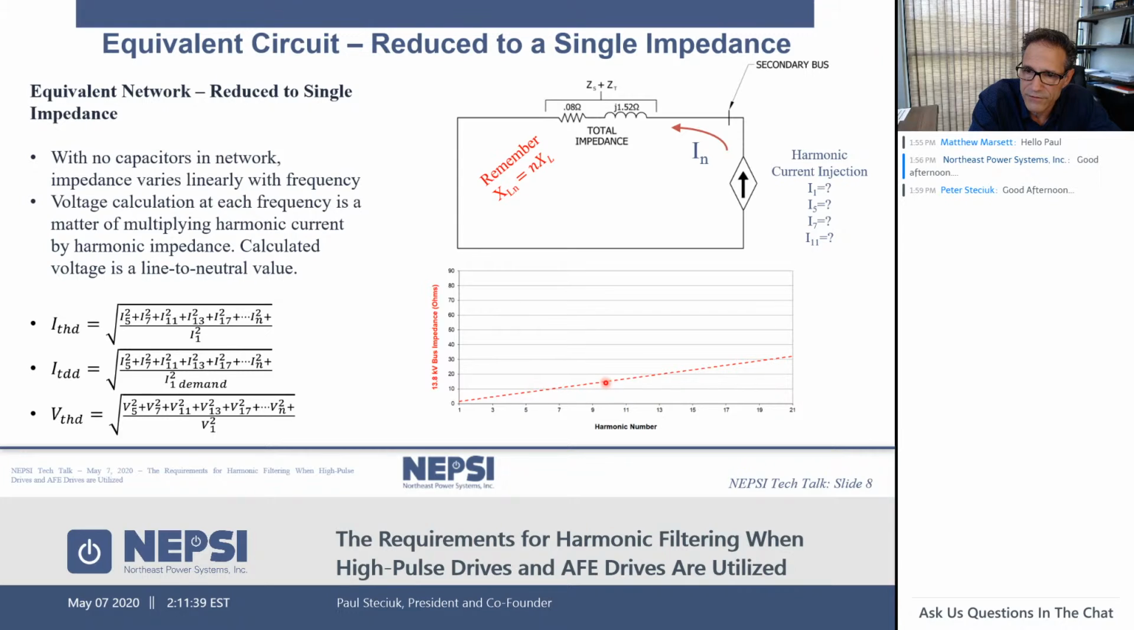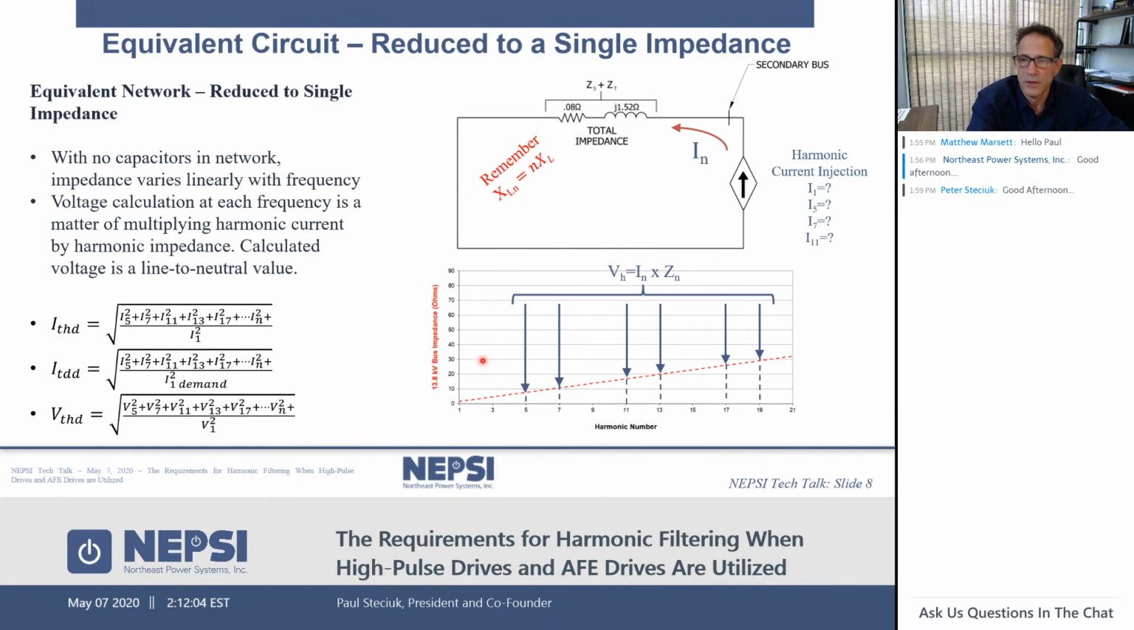Down here, I have shown the impedance line versus frequency. On the x-axis, I have harmonic number, and on the y-axis, I have ohms. Looking from this viewpoint, from the secondary bus into this impedance, I plot a straight line because, again, it's XL and equals N times XL. It's very simple. It's just a matter of applying Ohm's law at each and every harmonic, 5th, 7th, 11th, 13th, and we can easily calculate the voltage distortion at this point.